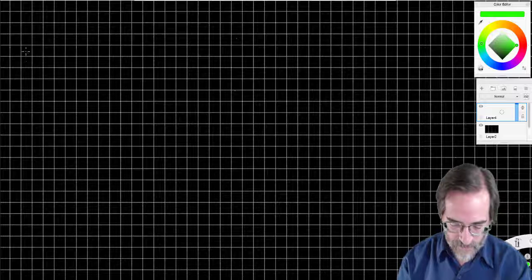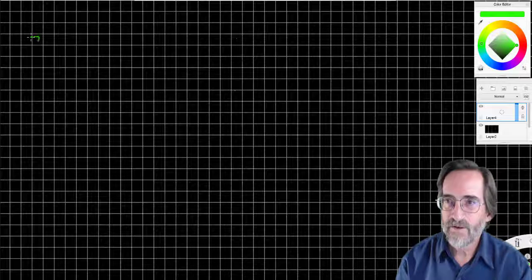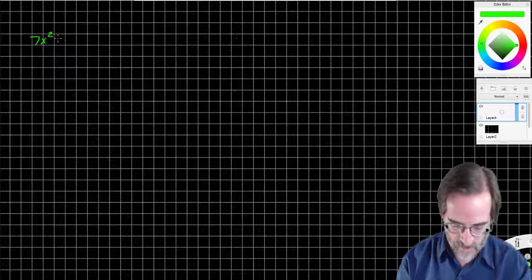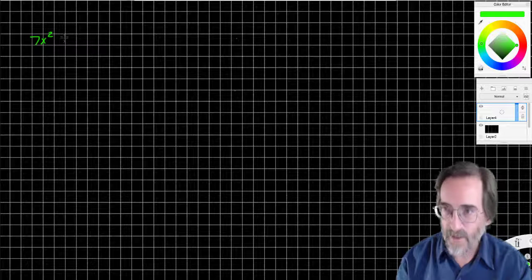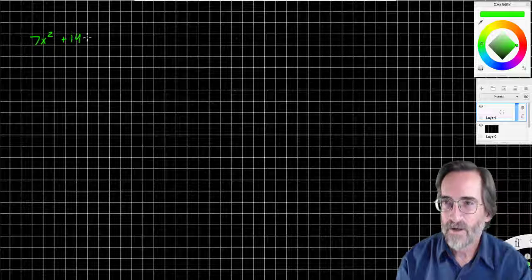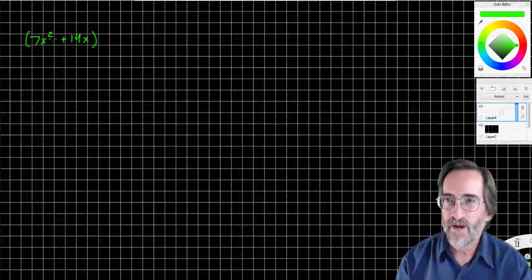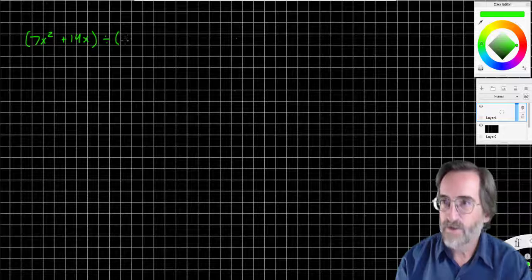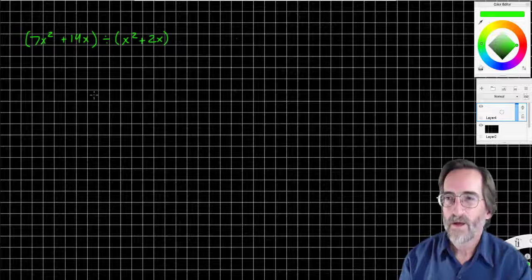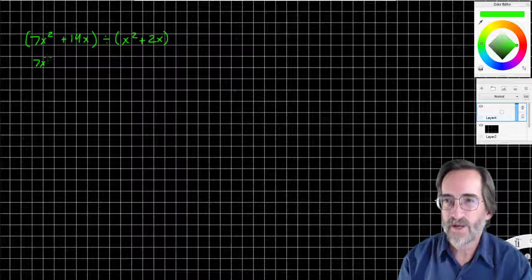Let's divide 7x squared plus 14x by x squared plus 2x. To divide, you can write it like this, or you can write it like this: 7x squared plus 14x all over x squared plus 2x.